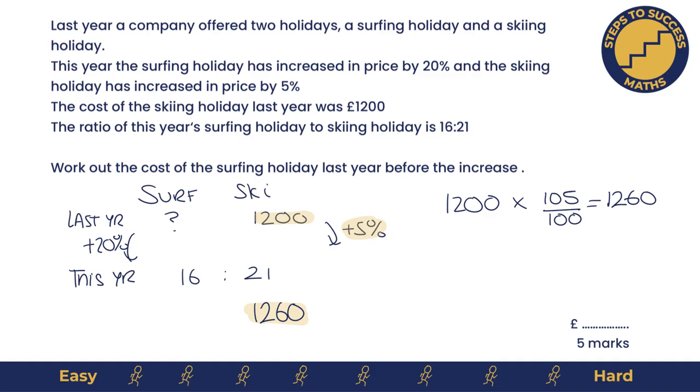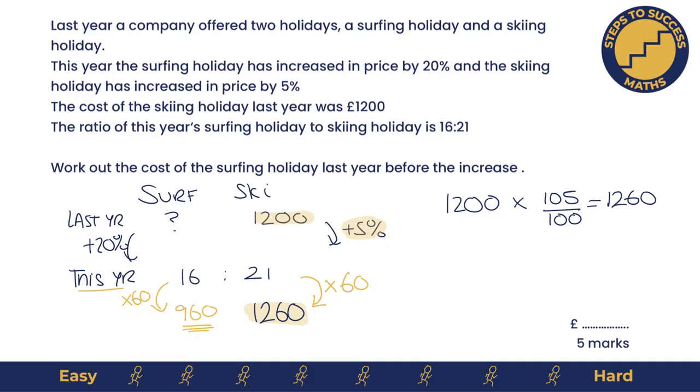So 16 to 21, something to 1,260. So 21 times what makes 1,260? Use your calculator. 1260 divided by 21 is 60. So I need to multiply by 60. 16 times 60 is 960. So I know that this holiday this year for surfing is £960.